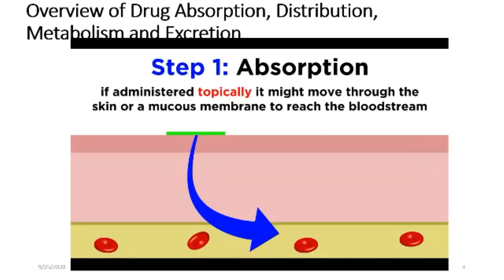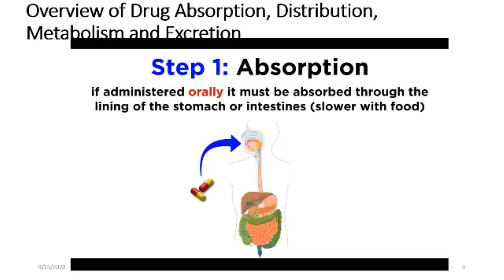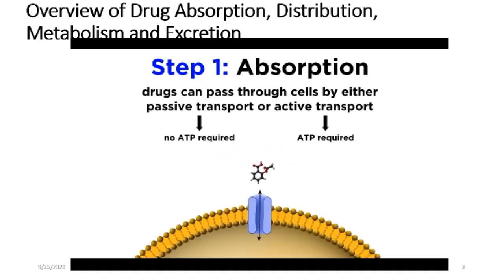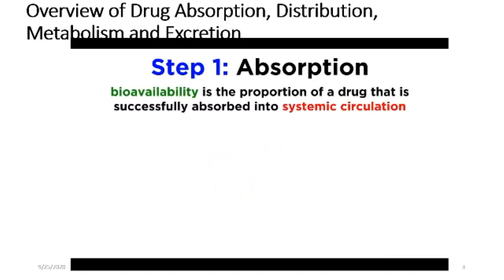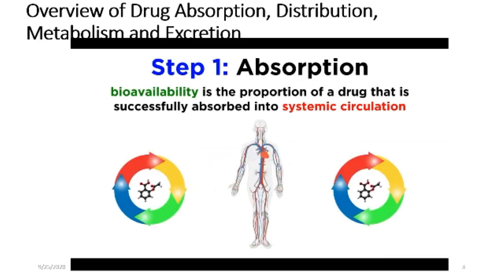If a drug is administered topically, this could mean moving through the skin or a mucous membrane and subsequently through the walls of nearby blood vessels. If administered orally, this would mean being absorbed through the lining of the stomach or intestines, a process which would be slowed by the presence of food. Some drugs will pass through the cells that comprise these membranes by passive transport, others by active transport, but one way or another, they will make it through on the way to their destination. In describing this process, it will be appropriate to review the term bioavailability. This term describes the proportion of a drug that is successfully absorbed into systemic circulation.